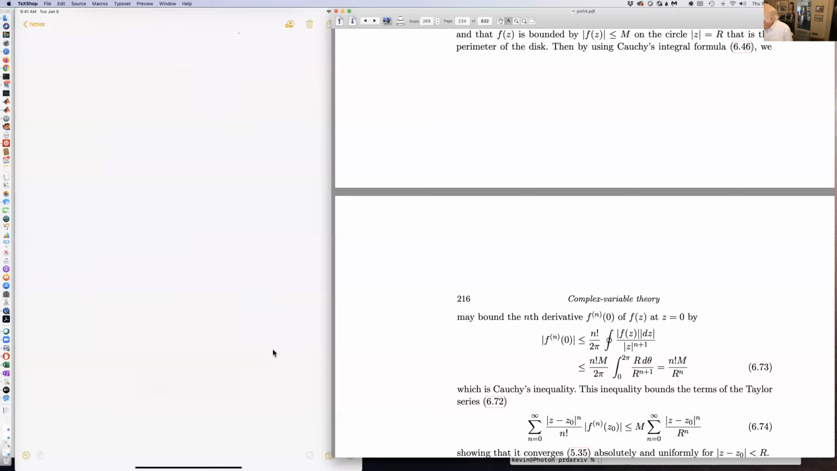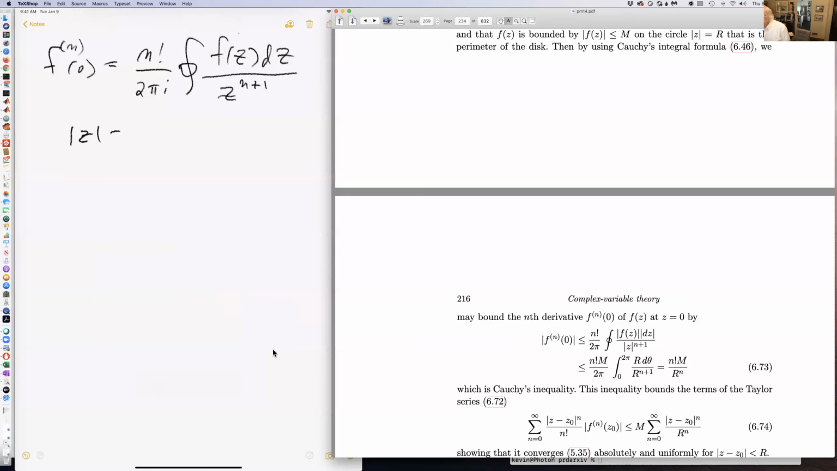What we're seeing here is that the nth derivative at 0 is then n factorial over 2 pi i, an integral of f of z dz over z minus 0 to the n plus 1, but we can leave out the minus 0, obviously. And the absolute value of z, of course, is equal to r, since we're integrating along that circle.